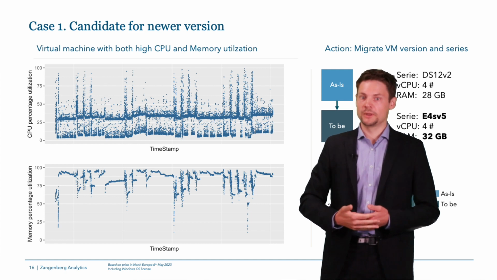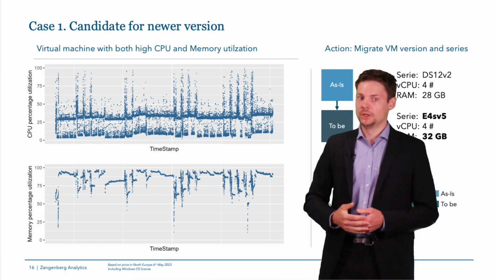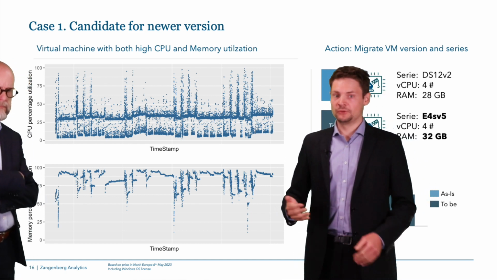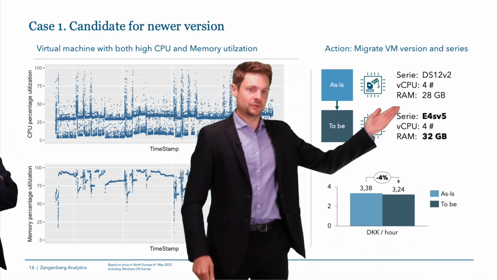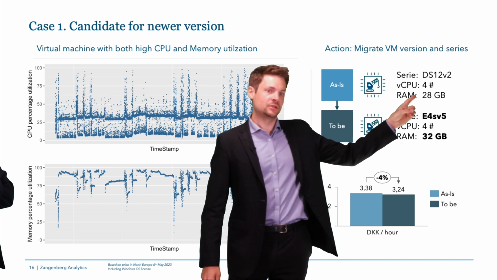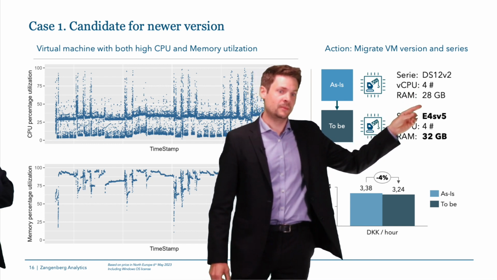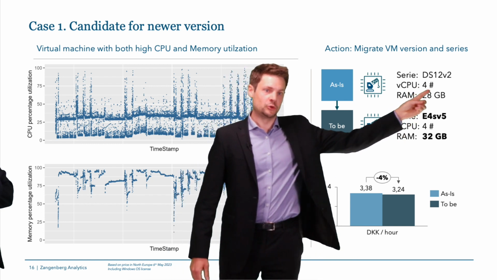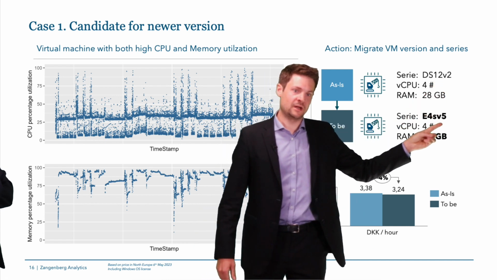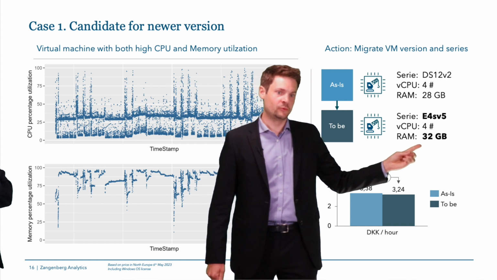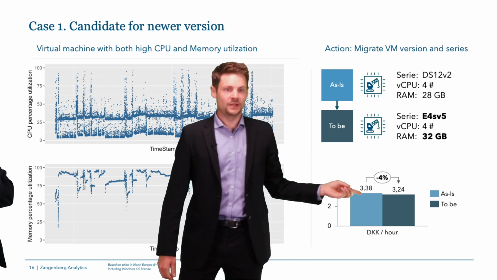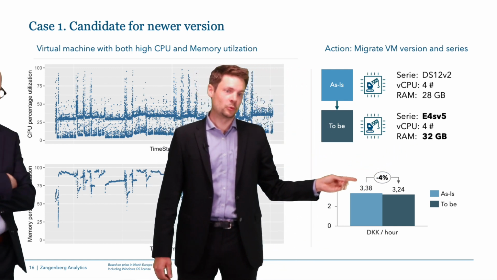This is case number 1, a candidate for a newer version. Why would I choose a newer version for one that has such a high utilization? Well, it all comes down to this: the current one has 4 vCPU, 28 gigabytes of RAM, but if I move it from version 2 to version 5, I get the same vCPU but a bit more memory. Why should I do that? Well, it actually reduces cost by 4%.